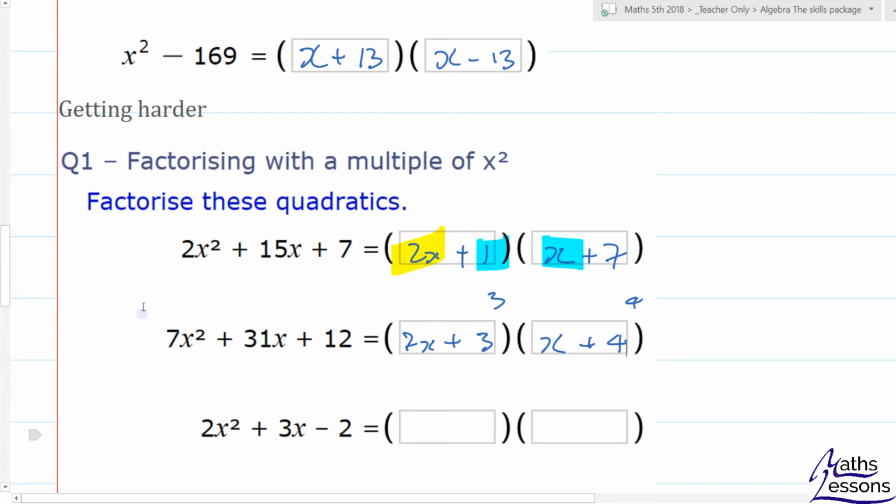Have a go. This one. I'm not going to give you as long. Okay, not even going to put a timer on.